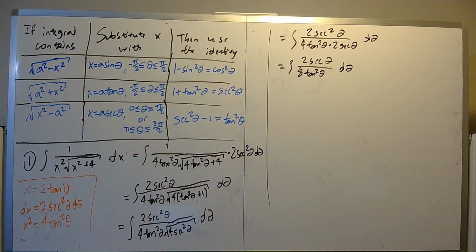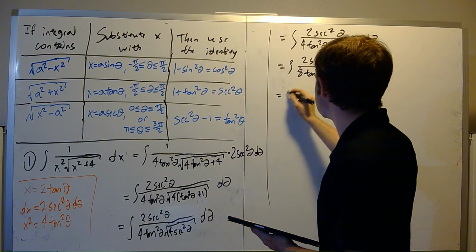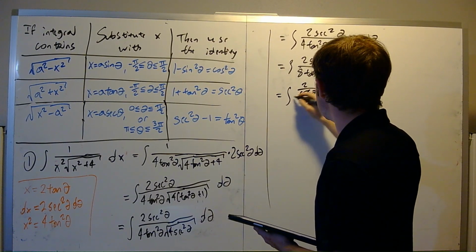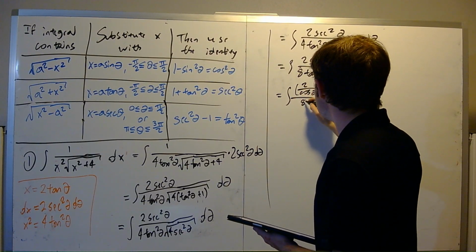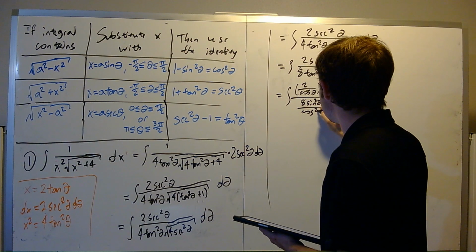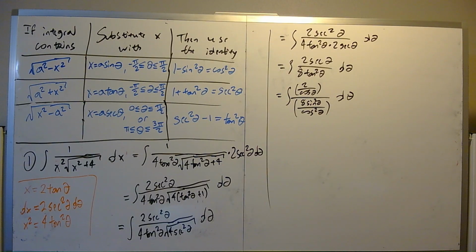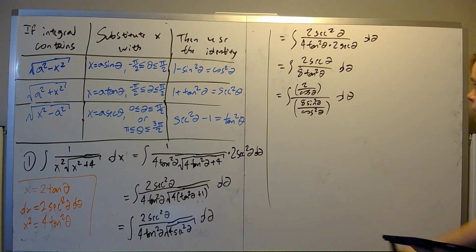Okay. And now this looks a little bit complicated, but what we can do is just rewrite everything in terms of sine and cosine, right? So secant theta was 1 over cosine. So we can rewrite this as the integral of 2 over cosine theta over 8 times sine squared theta over cosine squared theta, d theta. Right? So I just replaced everything with sines and cosines. Tangent squared becomes sine squared over cosine squared.